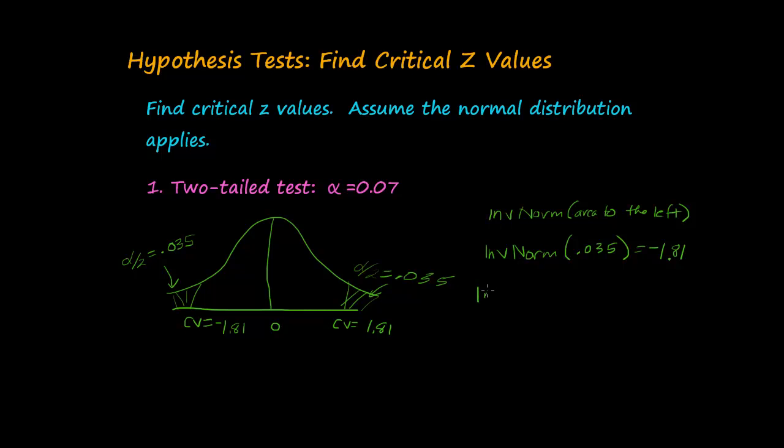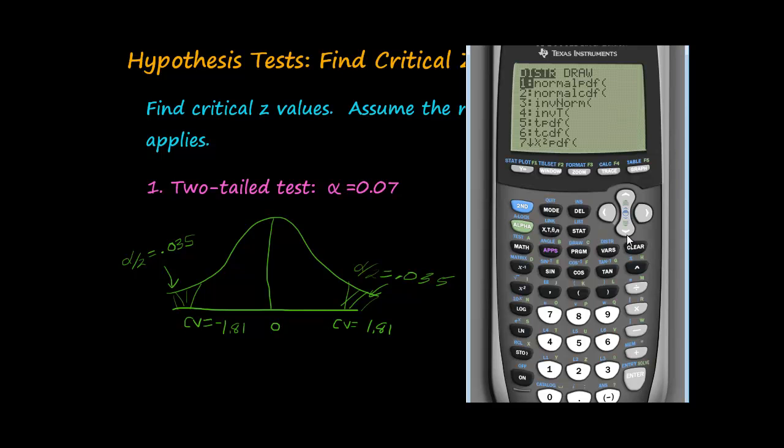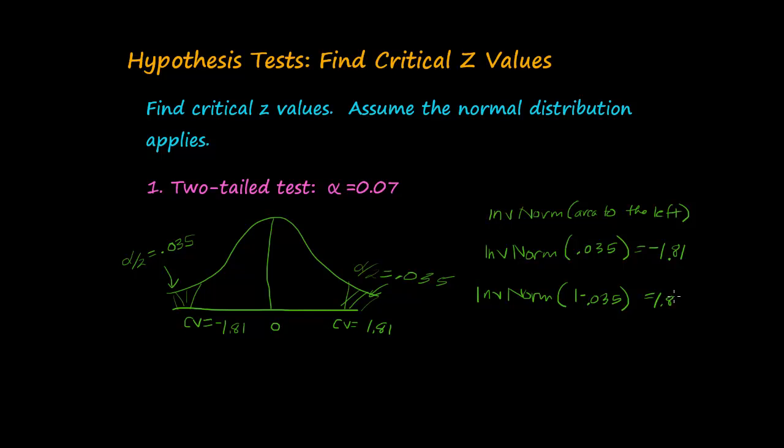However, we can check that using inverse norm. Recall it's area to the left. The area to the left here is 1 minus 0.035, and you can actually enter that just like this. One minus 0.035. Enter, enter, and see, we get the positive 1.81. Alright, that was a two-tailed test. We had to split our alpha. Let's look at another example.